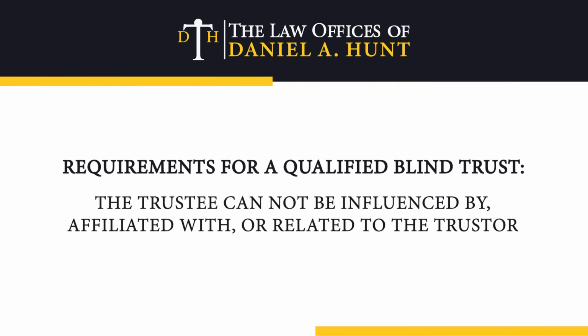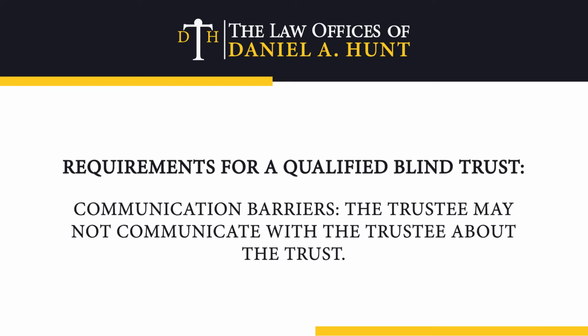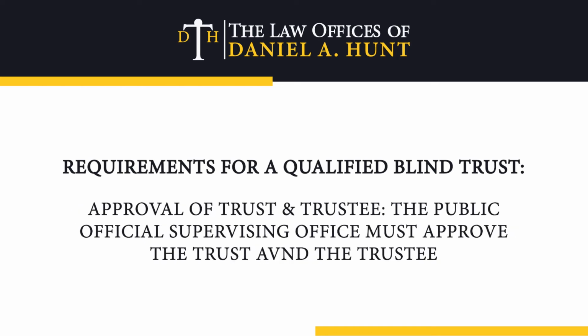In order to be considered a qualified blind trust under federal law, the trust must meet these requirements. Independent trustee. The trustee cannot be influenced by, affiliated with, or related to the trustor. Transferable assets. The trust assets cannot be restricted. They may be sold or transferred by the trustee without interference. Communication barriers. The trustor may not communicate with the trustee about the trust. Approval of trust and trustee. The public official supervising office must approve of the trust and the trustee.